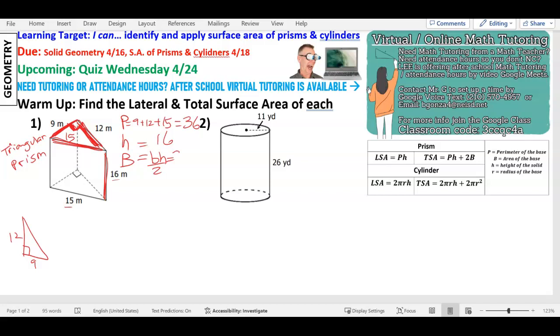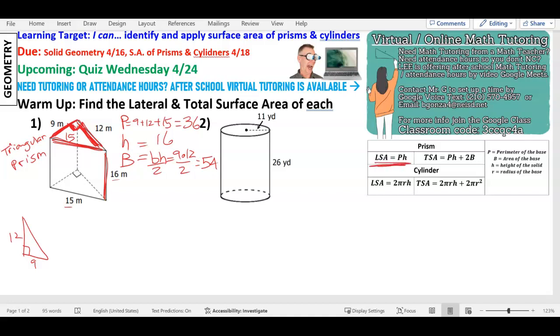So anyways, 9 times 12 divided by 2, I'll save you the math, but you could put it in your calculator if you need to. 9 times 12 divided by 2 is 54. And now we have P, we have H, we have B. We can plug it into these formulas.